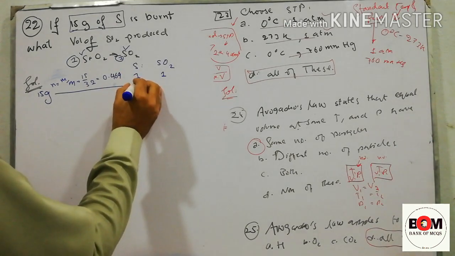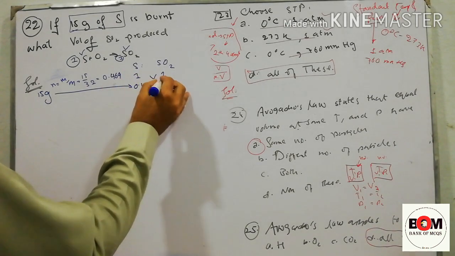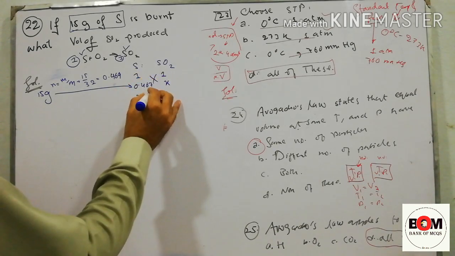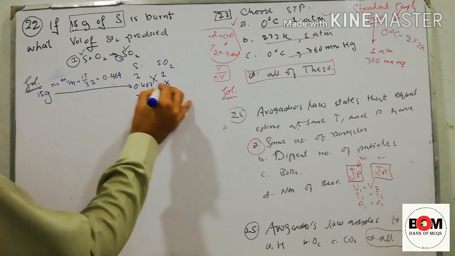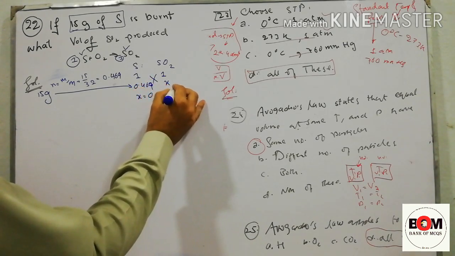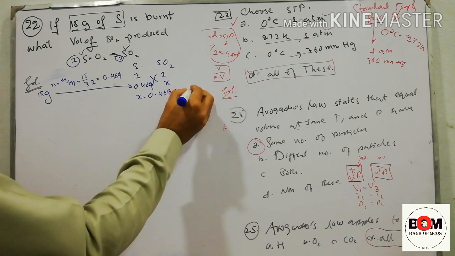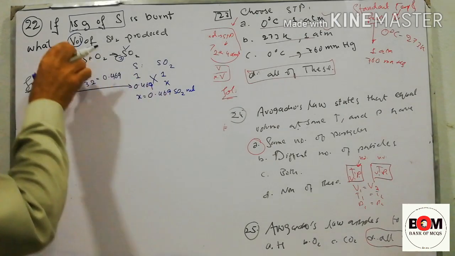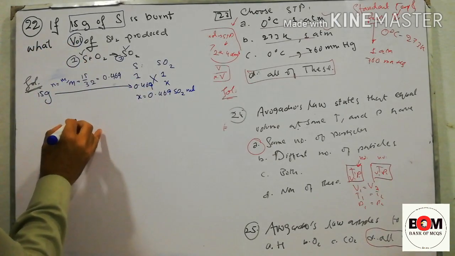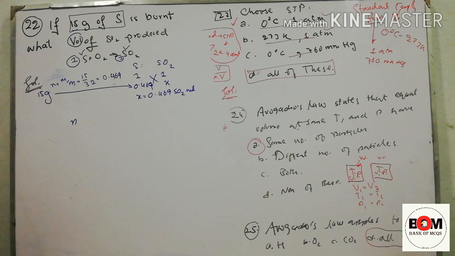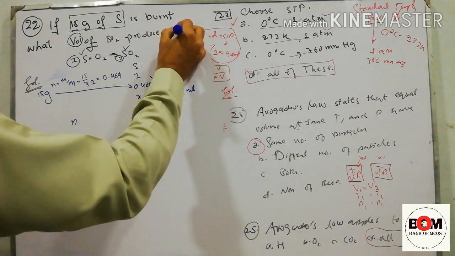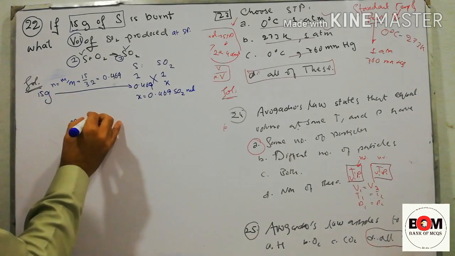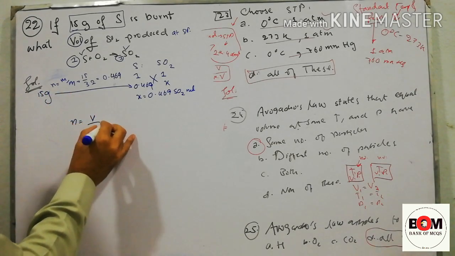So this is 0.469. So we can find SO2 by cross multiplication. X multiplied by 1 is equal to X, and X is equal to 0.469. So 0.469 moles of SO2 is formed, but they have asked for volume. If we read the question, they give us this at STP. So whenever STP is used, we can convert number of moles into volume by number of moles equal to volume divided by molar volume.